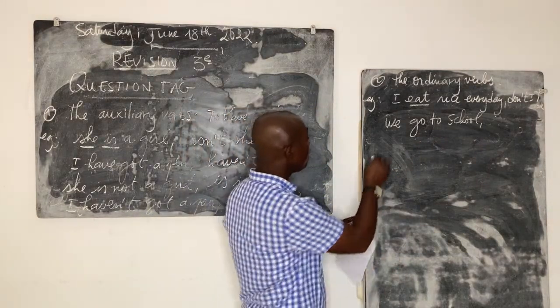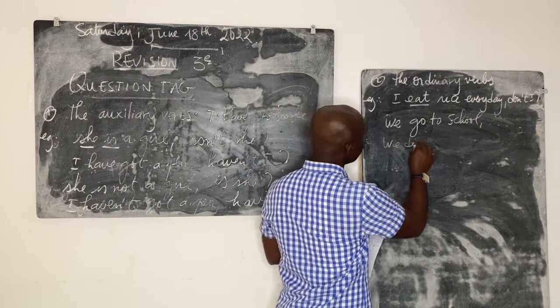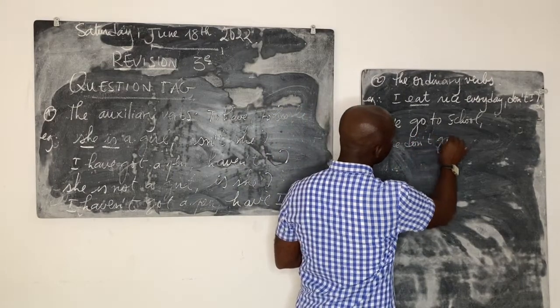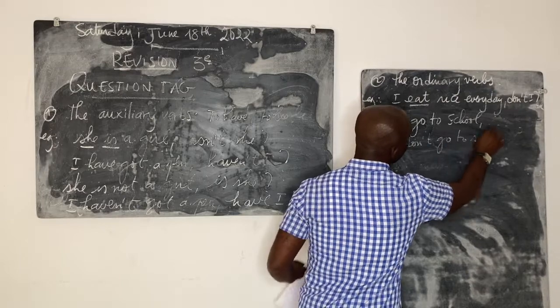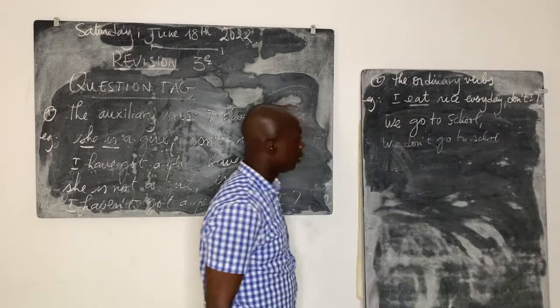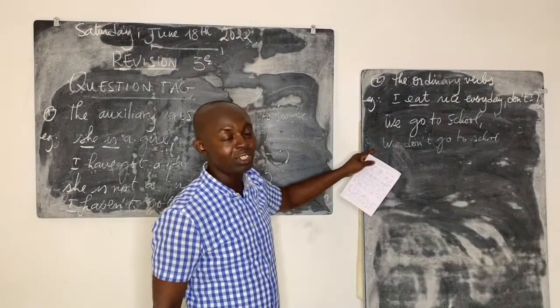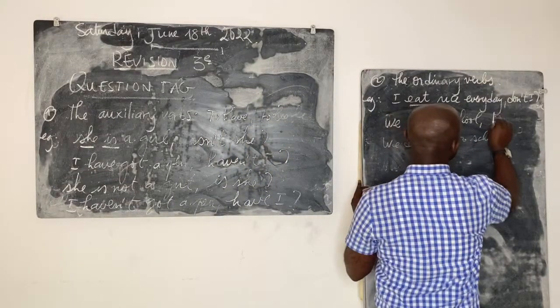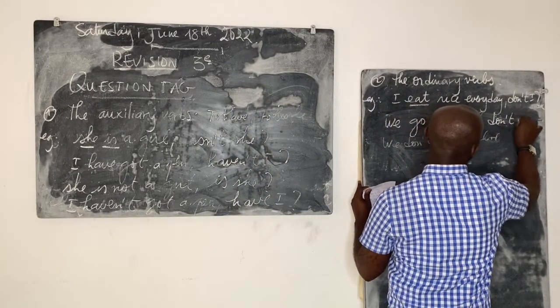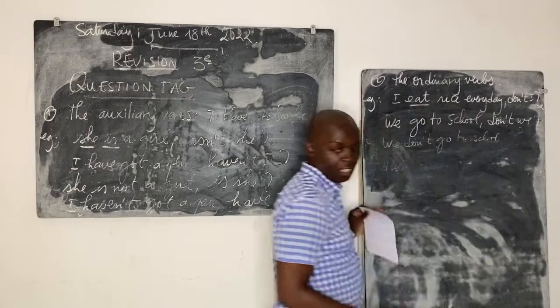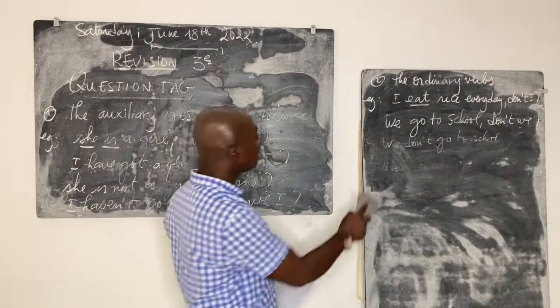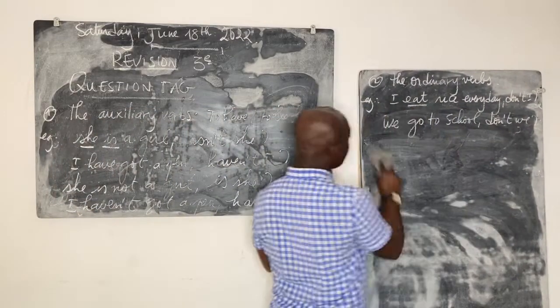Right? It's going to be we don't go to school. So it's going to be don't we, okay? Don't we. Okay, right now we continue with our example.